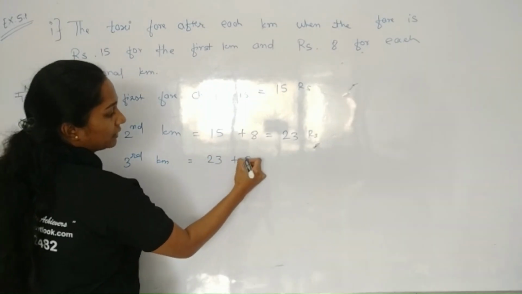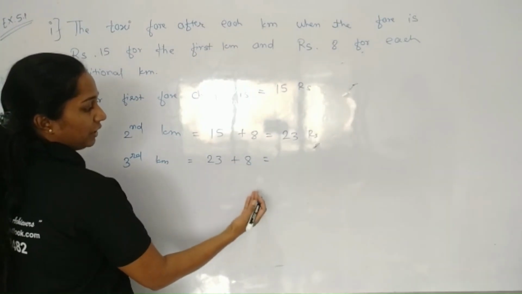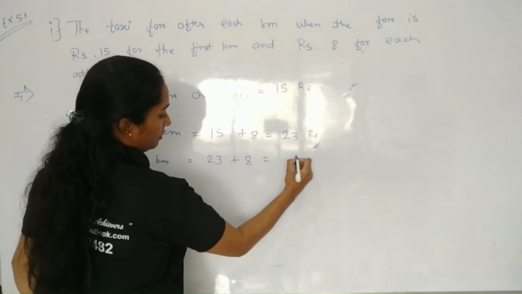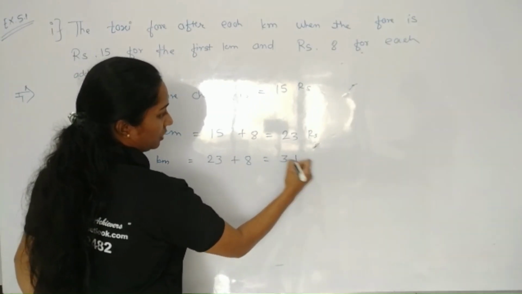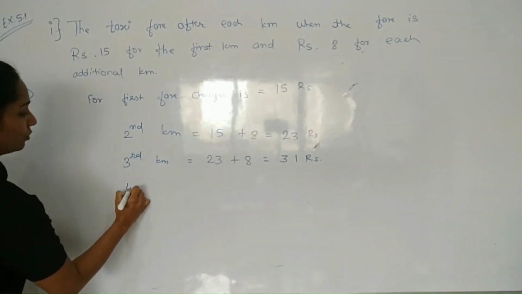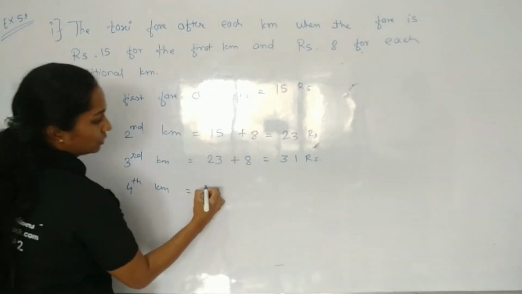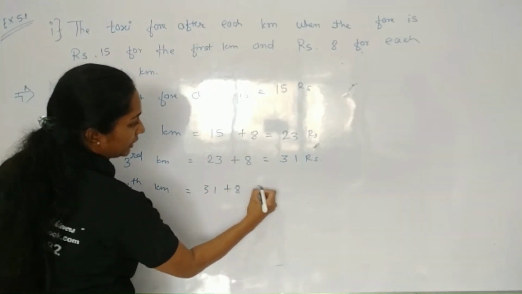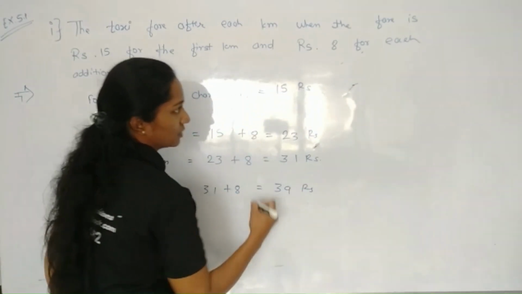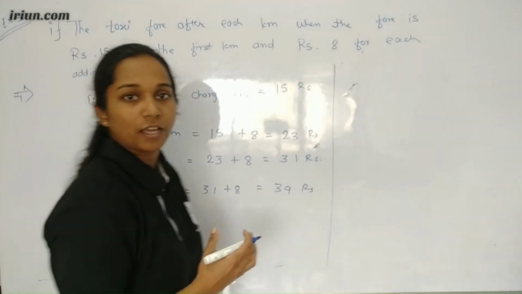For the third kilometer, the fare is 23 plus 8. It means the previous charge plus 8 rupees, which is 31 rupees. Also for the fourth kilometer, 31 plus 8 is nothing but 39 rupees.